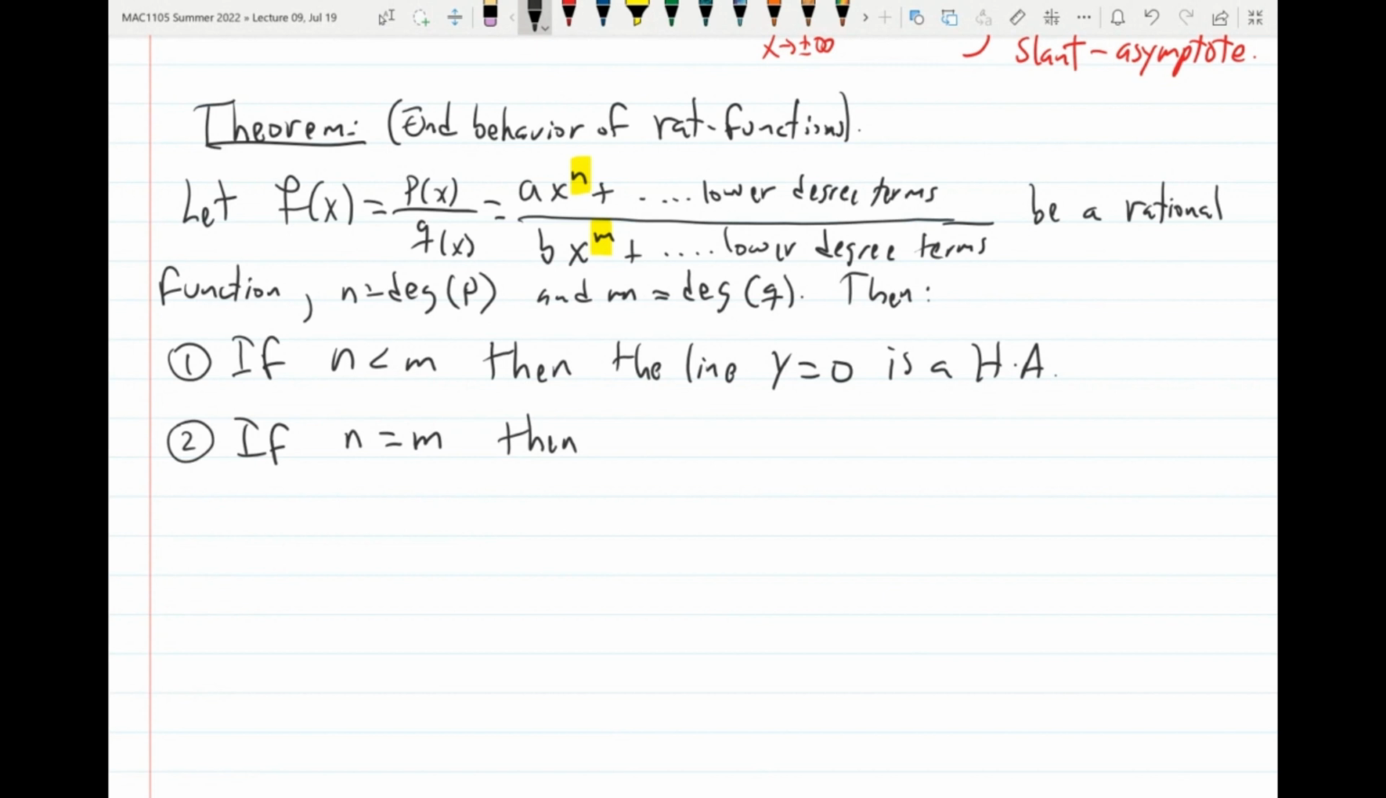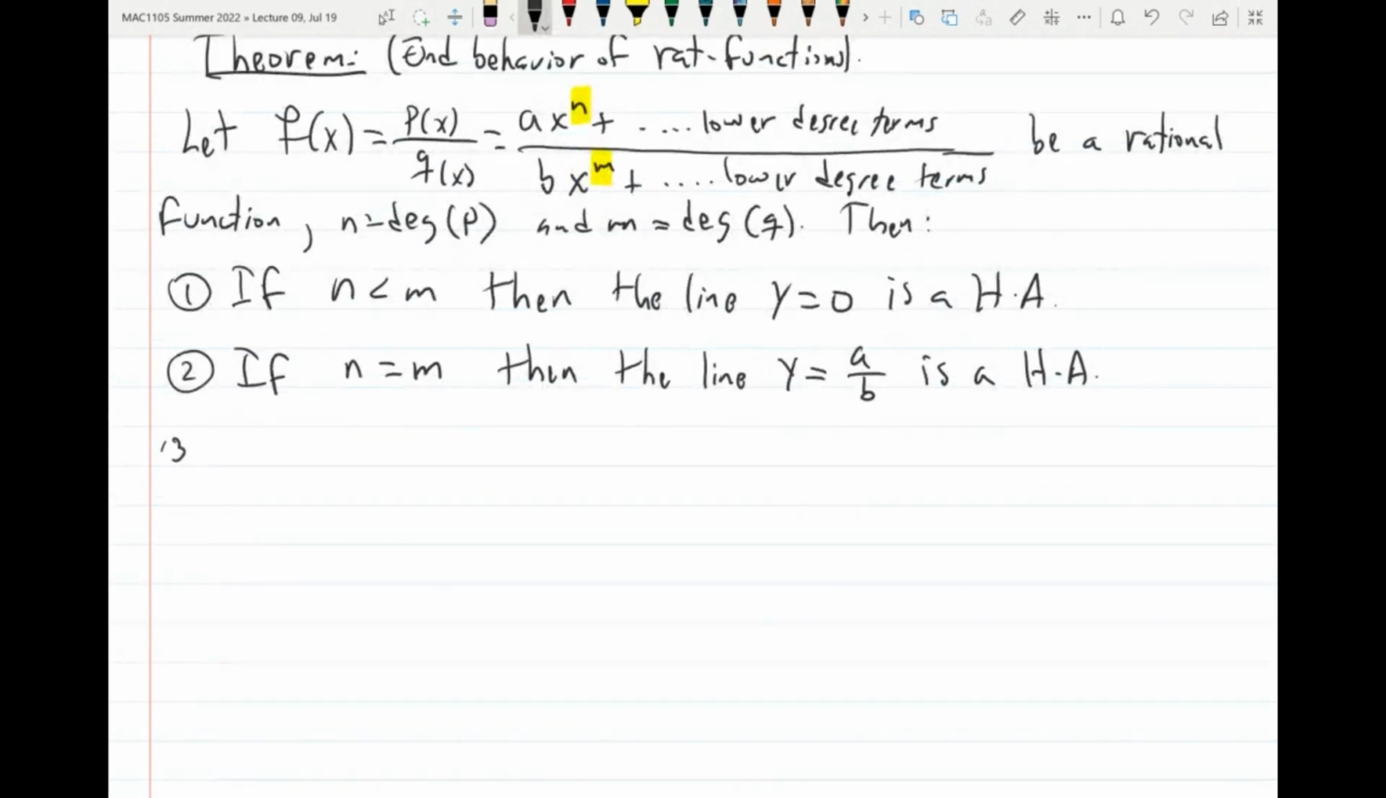So when the degrees are the same, we still have a horizontal asymptote, but this time it's not 0, it's the line y equals A over B. So you need to look at the ratio of the leading coefficients. Okay? The line y equals A over B is a horizontal asymptote. And then the third case would be that the degree of the top is bigger than the bottom. When this happens, then there is no horizontal asymptote.